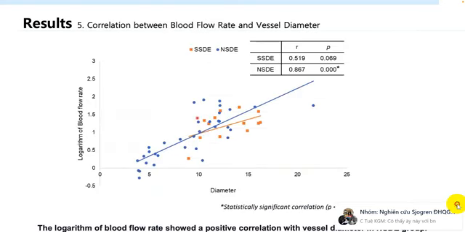The logarithm of blood flow rate correlates positively with vessel diameter, notably in non-Sjogren syndrome dry eye disease, but not distinctly in Sjogren syndrome dry eye. This implies other factors besides blood flow rate may contribute to increased vessel diameter in Sjogren syndrome.